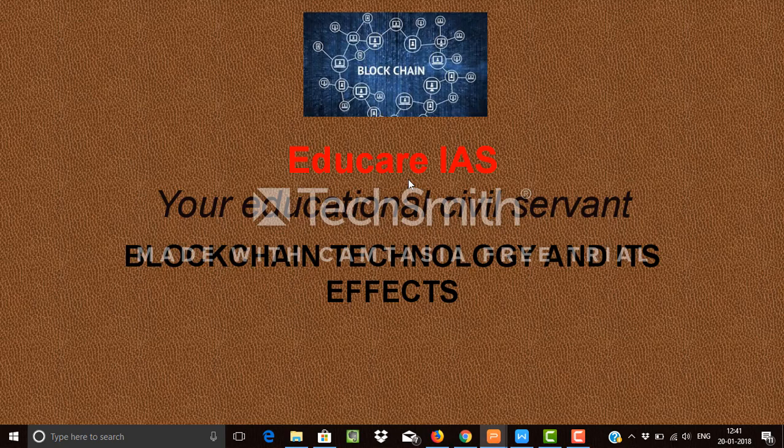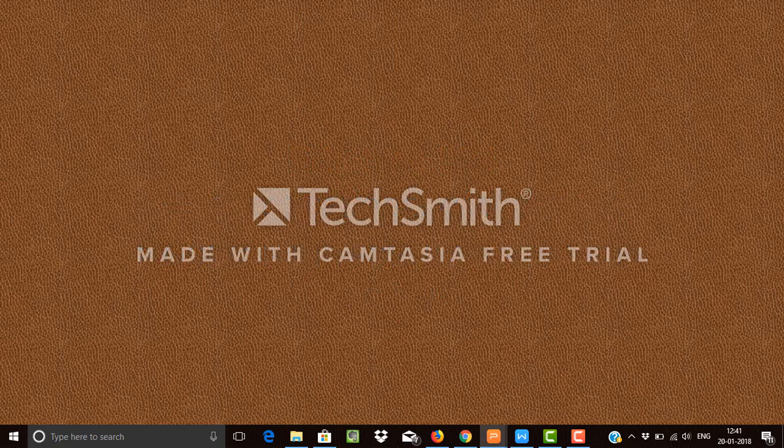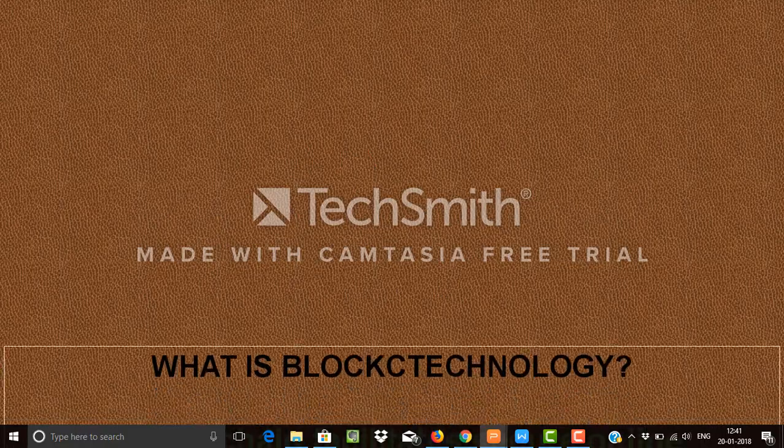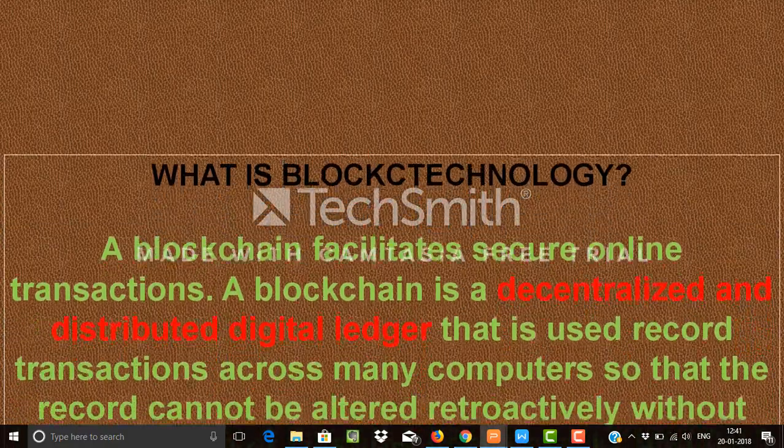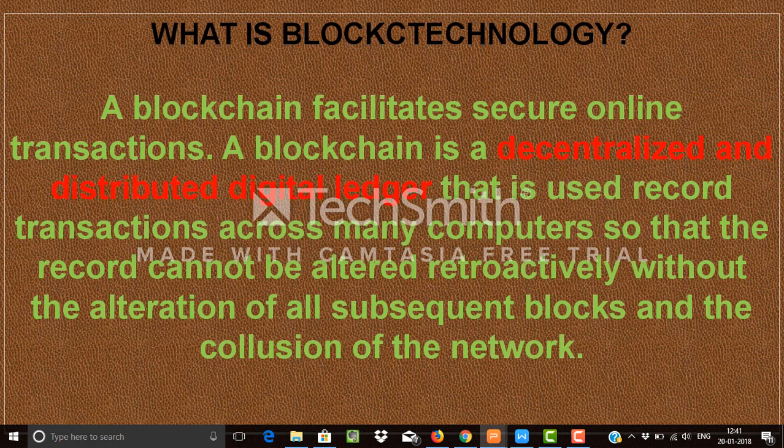Today's topic is blockchain technology and its effect. As we have seen, blockchain technology is very much in the news. You have heard about Bitcoin, you know about Ripple, and you know about a lot of cryptocurrencies that are actually working on blockchain technology. So, the first question is: what is blockchain technology?